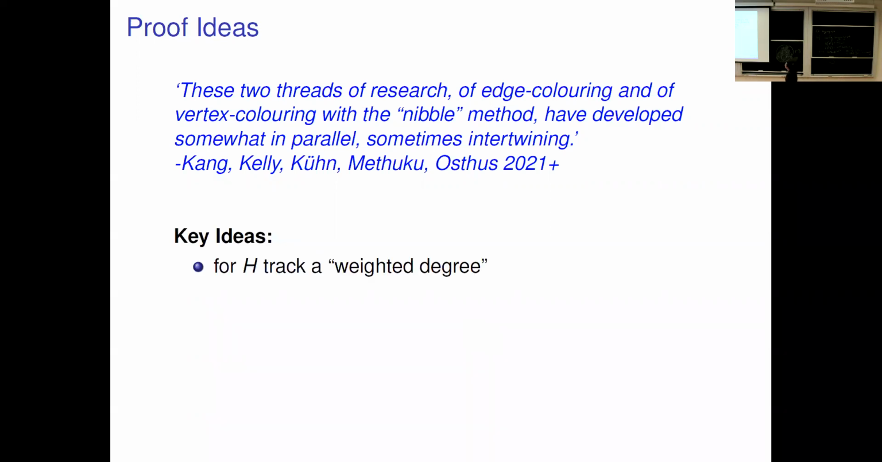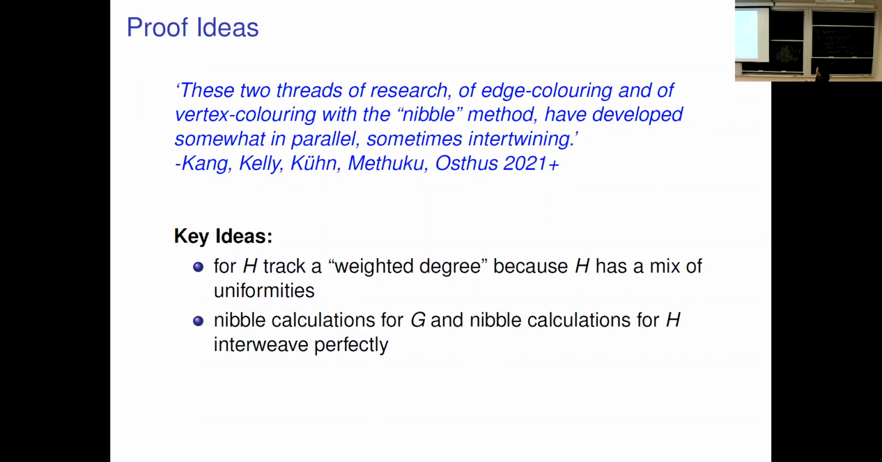So we're tracking weighted degree because we run into this issue that our matchings, our forbidden submatchings, could be different sizes. So we don't have a nice uniform thing that we're working with. That's really complicating things. We are simultaneously doing some sort of nibble process on the original G or L of G and with H. And somehow the calculations all work out nicely together, but it's not clear a priori that it should be true.